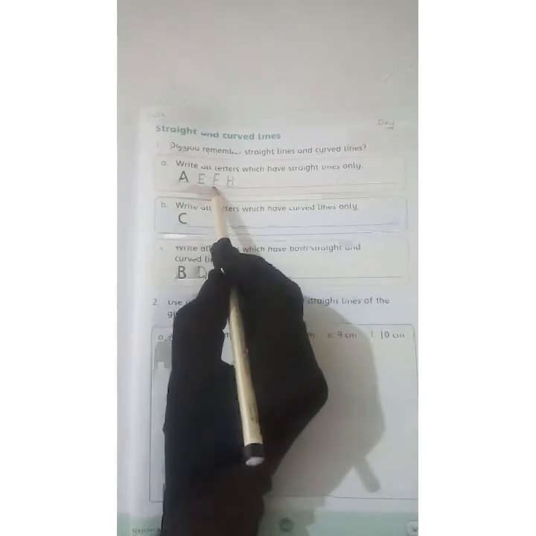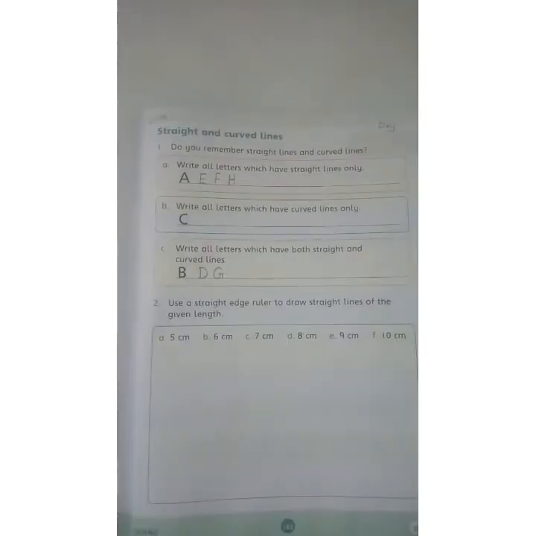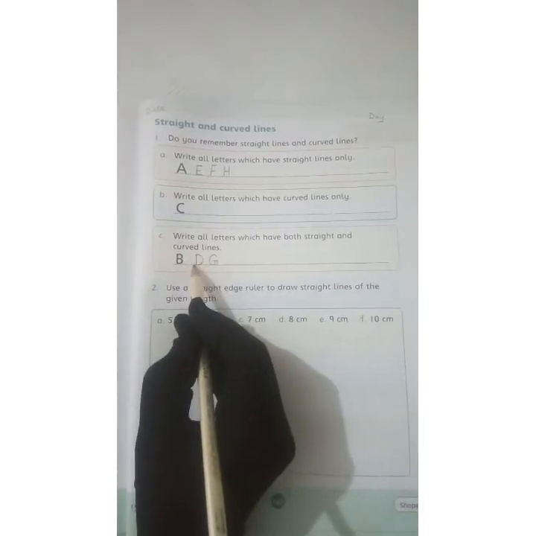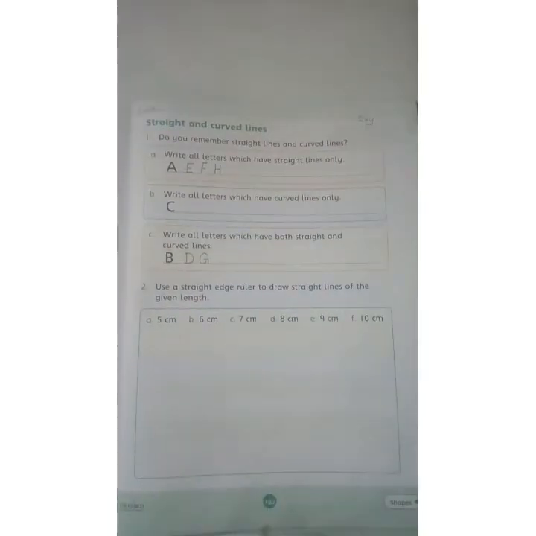B, B has both curved and straight lines. C, only curved line. E has straight lines. F has straight lines. And G has both curved and straight lines. So we write in this column. D has both curved and straight lines. Complete this page 163.